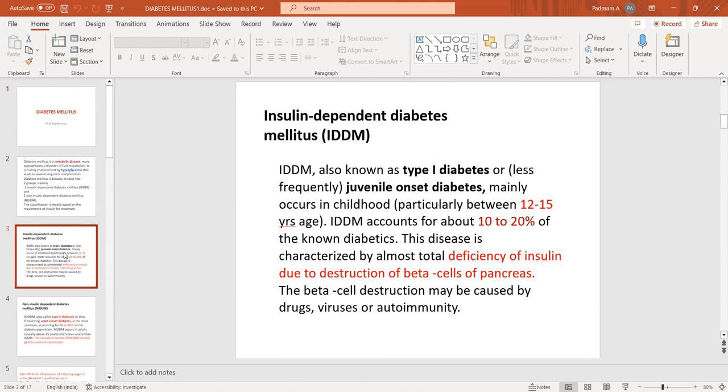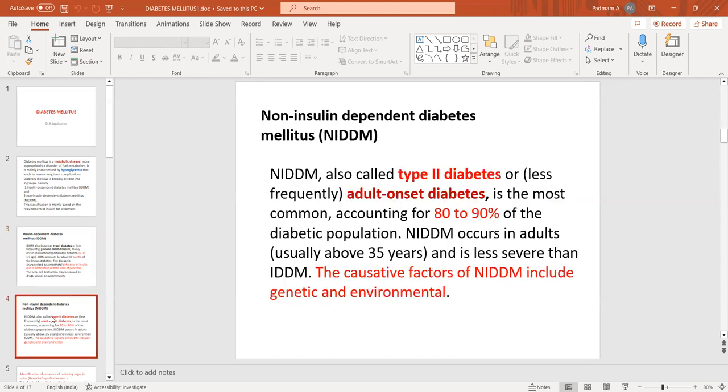This disease is characterized by almost total deficiency of insulin due to the destruction of beta cells of the pancreas. The beta cell destruction may be caused by drugs, viruses, or autoimmunity, an autoimmune disorder.